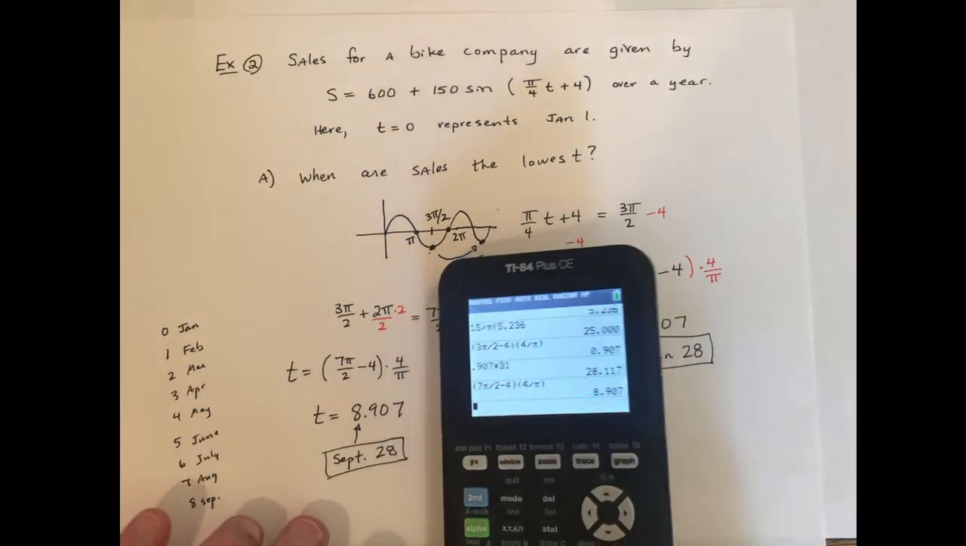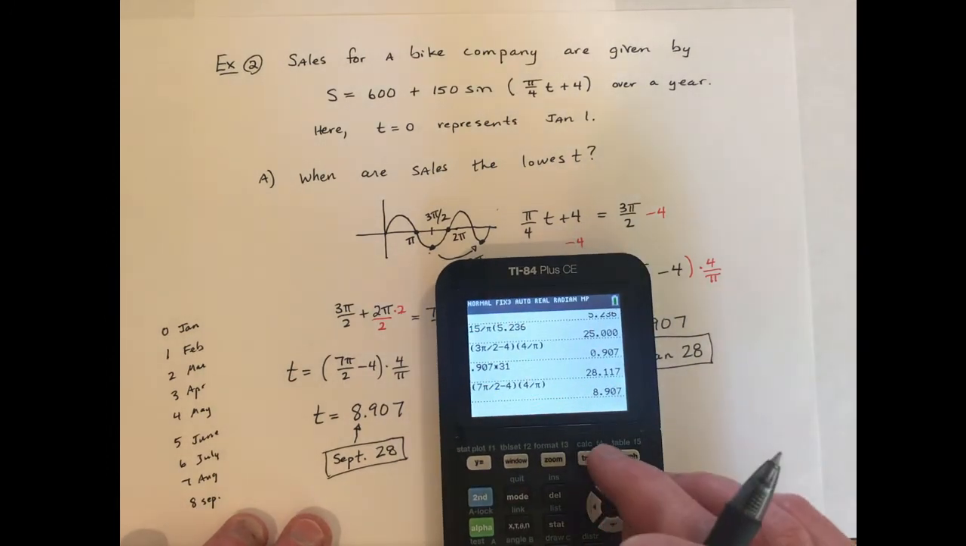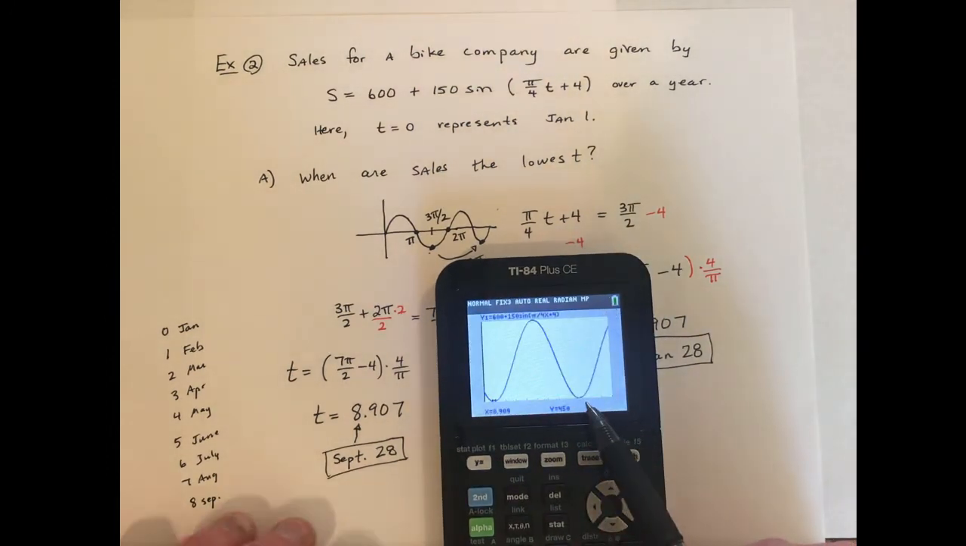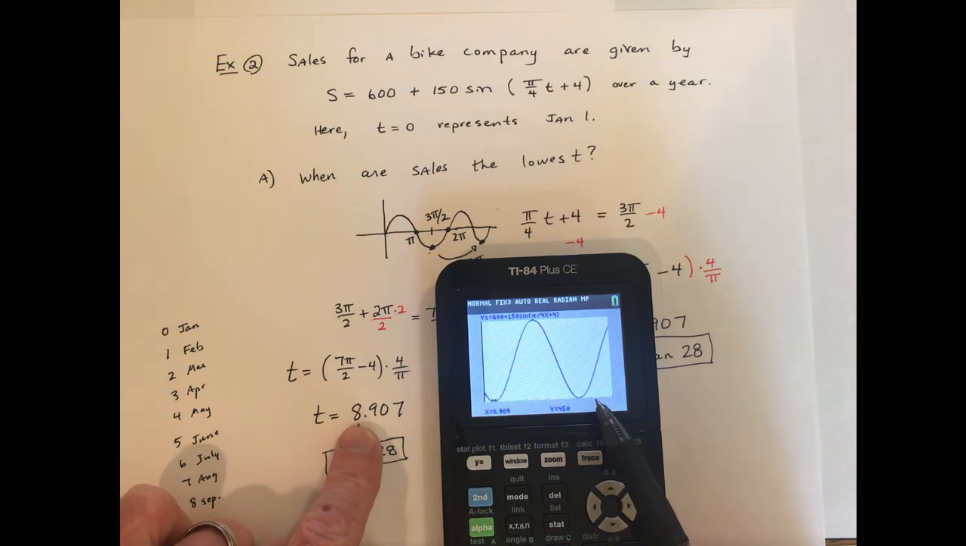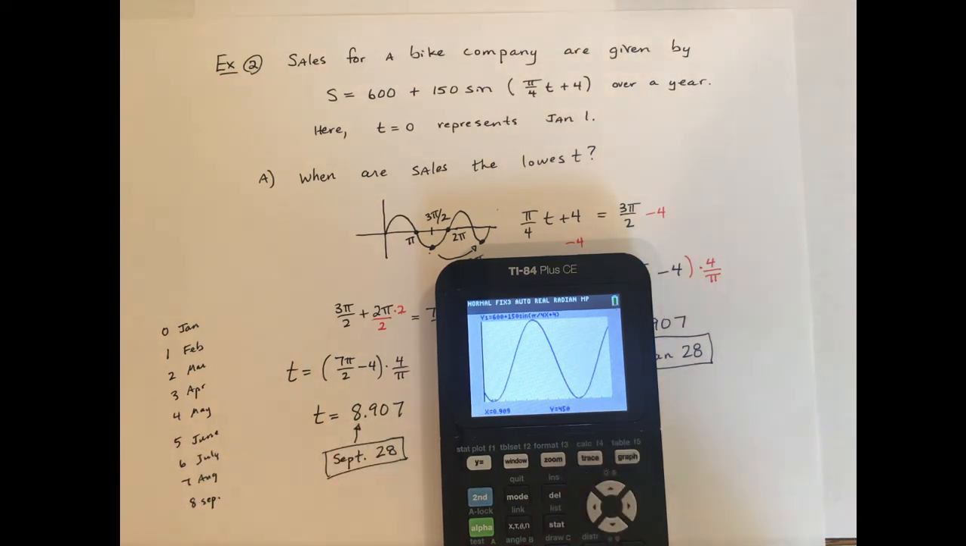Then before I leave this page right here, I want to go back to the graph and see if this 8.907 is correct. That should be this lowest point right here. So trace 8.907, and that should be the lowest point. Excellent. I don't know if you can see it, but the little cursor is right there. Blink, blink, blink, blink.